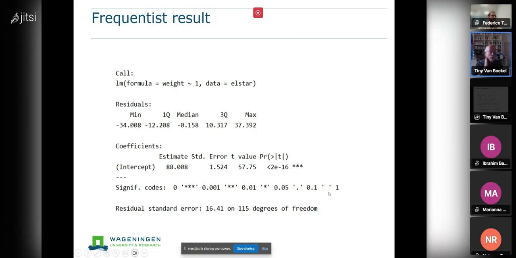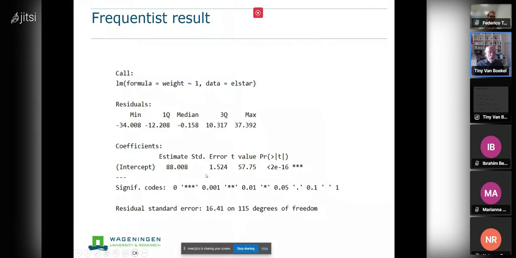If we look at the frequentist result, then we see the same formula, weight versus the one, with the same data, but now we see an output for the residuals. We see an estimate of the intercept. That's the same as we saw before, 88 grams. And we also see the standard error, which is 16, which is also the same as we found with the Bayesian result. But you do not see an uncertainty estimate here on the residual standard error. It's just a point estimate.